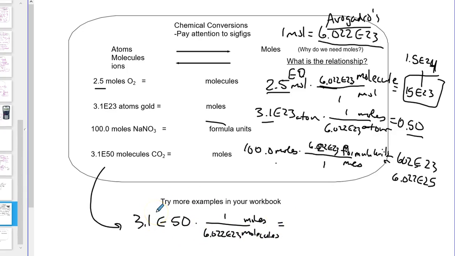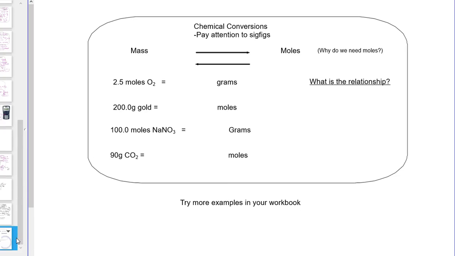So you can type the whole thing in your calculator. You can use the rule of exponents. 3.1 e to the 50th divided by 6.022 e to the 23rd, and I get 5.1 e to the 26th, which of course is those guys subtracted. That's my answer. Next one.